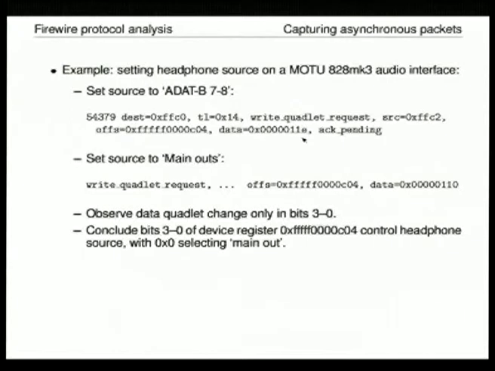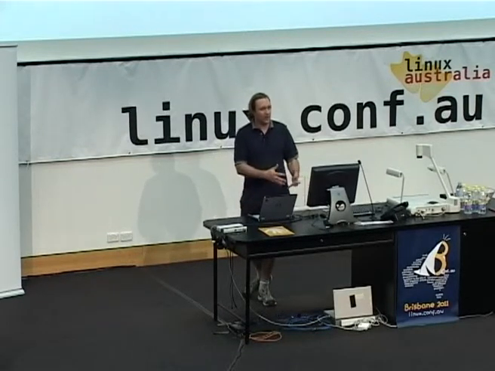We then repeat the process, but this time we set a different source. In this case, we're setting the main outs. And again, we have a Nosy Dump output here. Again, we note the offset, which is basically that address that I was talking about, a whole bunch of stuff up here, and then C04. And the data is now hex 110. So we first of all see that the same offset, C04, was used for both of those. So we can be reasonably sure that that register is used in some way to control the source that we're setting. It may control other things as well, but we know it's involved in this.